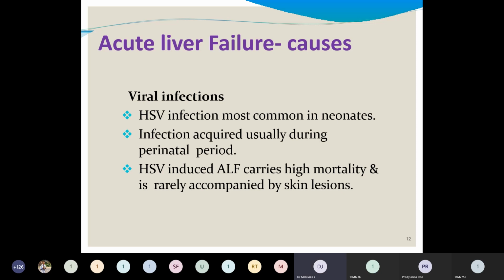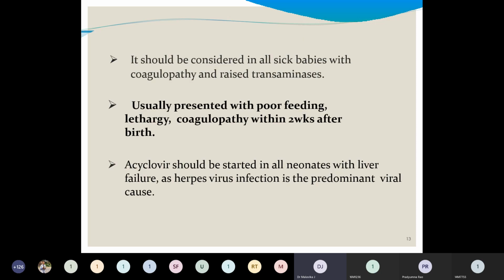So what are the causes of acute liver failure? Among viral infections, herpes simplex virus infection is more common in neonates, acquired during the perinatal period. Herpes simplex virus induced acute liver failure carries high mortality, and it is rarely accompanied by skin lesions in the newborn period. It should be considered in all sick babies with coagulopathy and raised transaminase levels. Usually these neonates present with poor feeding, lethargy, and coagulopathy within 2 weeks after birth. The drug of choice is acyclovir, which should be started in all neonates with liver failure, as herpes virus infection is a predominant viral cause.